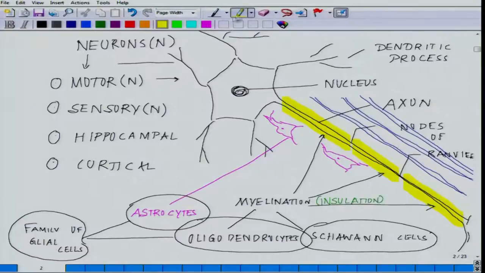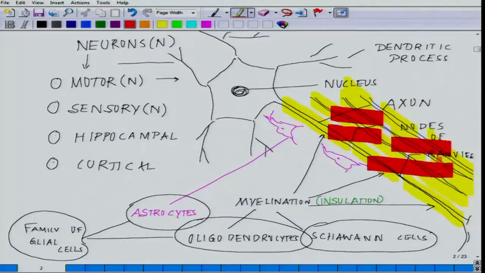Unless there is myelination or separation by these insulators, there will be an enormous short circuit taking place out here. This short circuiting is what I am trying to show in red. So without insulation, there will be a short circuit. These are some of the basic understandings which are very essential to understand how these signals are propagated.